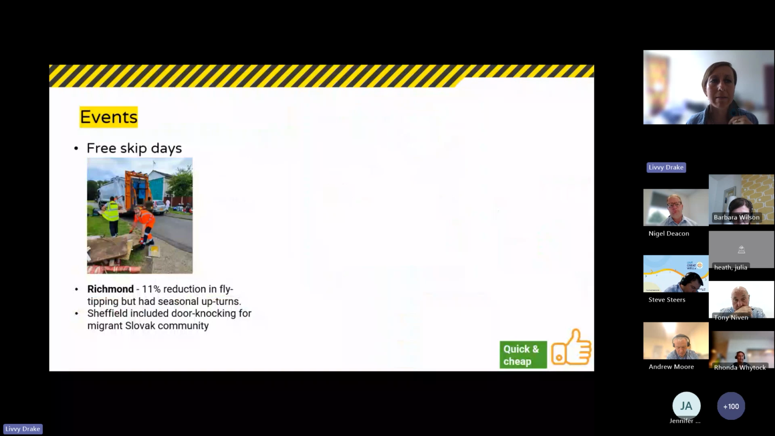So how else do we make things easy? Well, free skip days. This is something that a lot of social housing areas do already, so associations and local authorities. That has been shown to lead to a reduction, although depending on the seasons, there can be an uptick. Sheffield included door knocking for migrant Slovak communities because they realised that they were putting it out in the local newspaper and on the Facebook pages, and people didn't access those. So think about your target audience and make it easy for them.